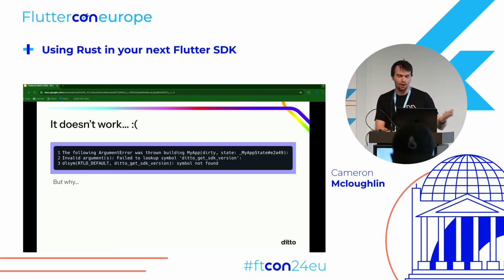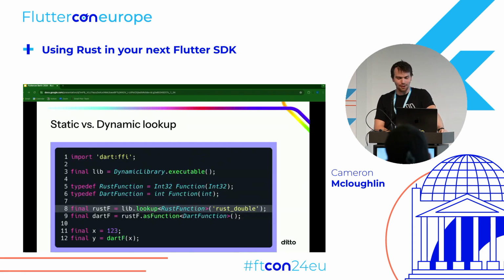And it doesn't work. Failed to look up symbol ditto get SDK version. What's going on here? Well, if we go back to the slide on how we looked up a function, if you notice something, this is all runtime code. This is all happening dynamically. This Rust double string happens to be a string literal, but it could be the return type of a function. We don't know. The compiler doesn't really know either.